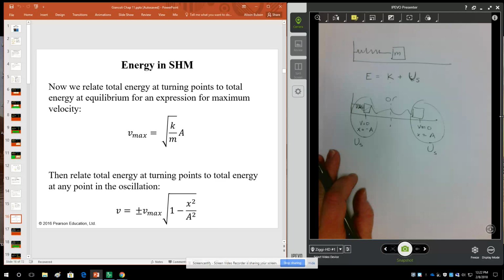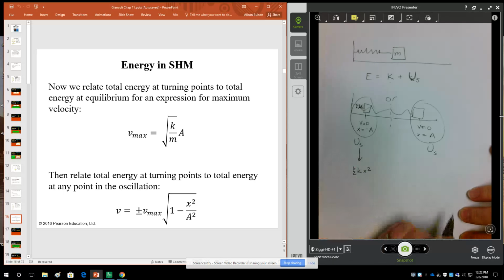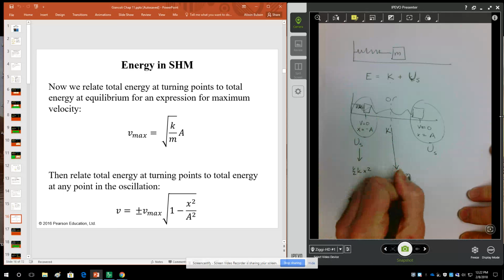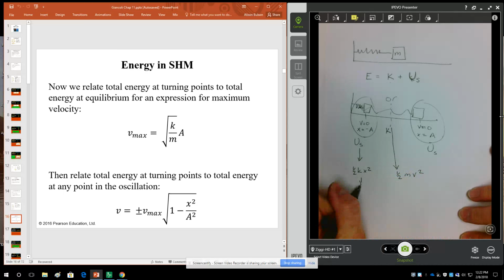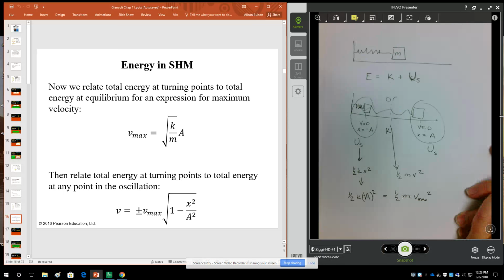So we can relate the total energy at the turning points to the total energy at equilibrium. We can say the total energy at the turning points is half kx squared, and the total energy at equilibrium, I should probably label it as K, is half mass times speed squared. And of course, at the turning point, the value of x is the amplitude, plus or minus, but we're squaring that value, so whether it's on the left side or the right side doesn't matter. That must be equal to half times mass times the velocity at the equilibrium position, which is the max velocity, quantity squared.